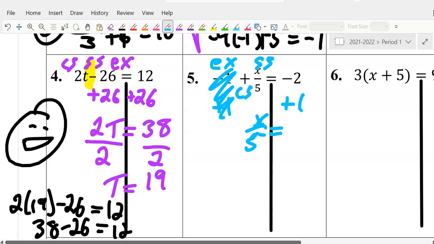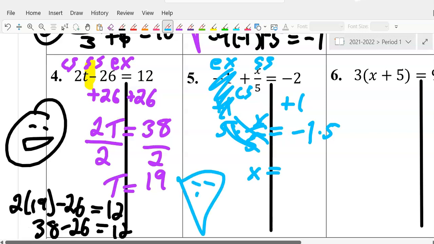And then we do 2 minus 1, which is 1. So what is it here? Negative 1, because we have more bad guys than good guys, right? So negative 1. Alright, now what? Now we do multiplication because that is the opposite of division. So times 5 on both sides. And then x equals negative 5. Careful with your signs, okay? They'll be wrong if you don't.